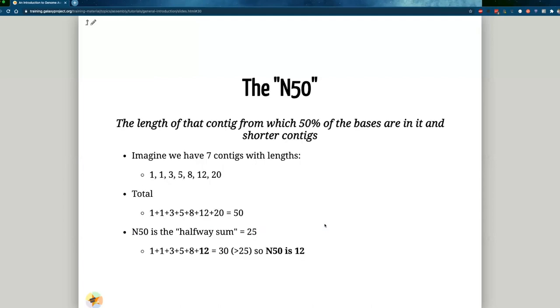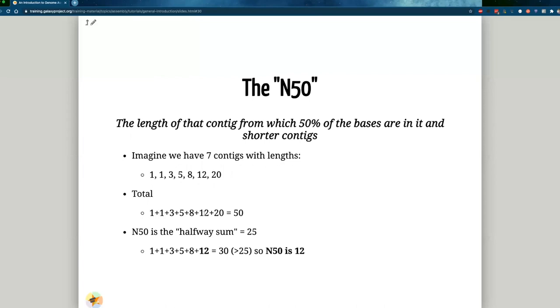So the N50 is the length of that contig from which 50% of the bases are in it and shorter contigs. So imagine we have 7 contigs out of our assembly with a length 1, length 1, length 3, length 5, length 8, length 12, and length 20. Well, the way you calculate the N50 is you lay them out in order like that, and then you sum them all the way up.